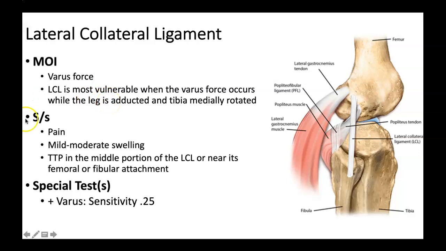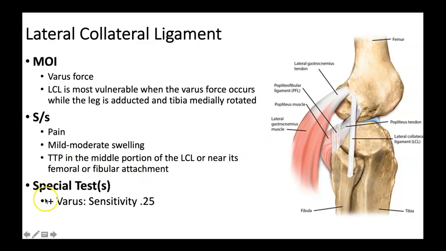So if we have both of these things happening with the varus force, most often it's going to get injured relatively easy. In terms of signs and symptoms, pain most often with knee flexion, moderate to mild swelling within the actual joint line itself, and tenderness to palpation at its proximal attachment, distal attachment, or somewhere within the joint line.